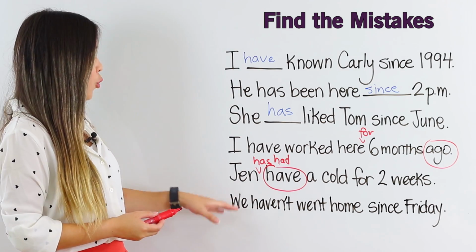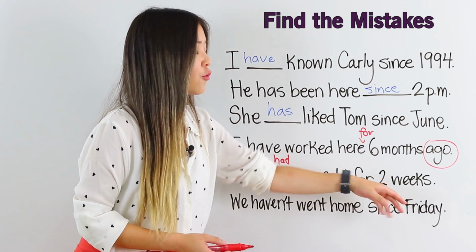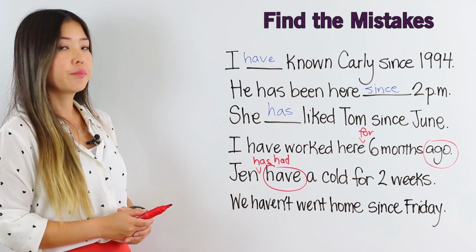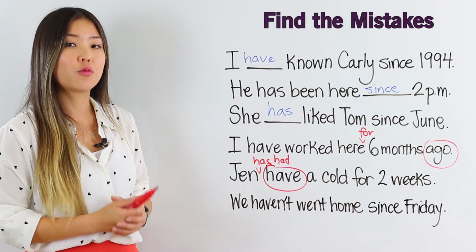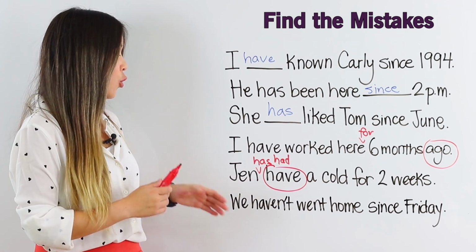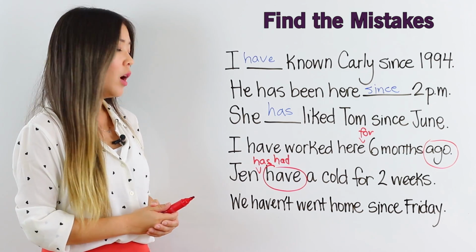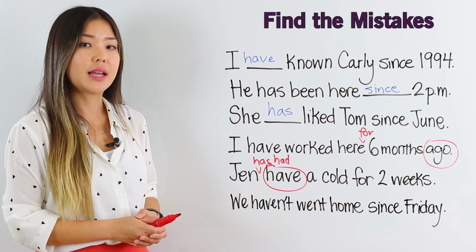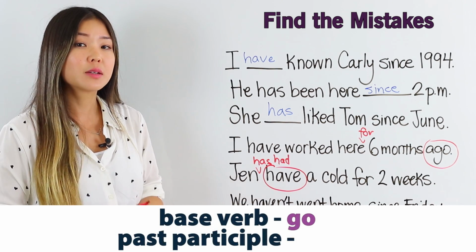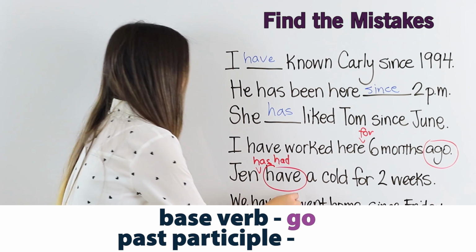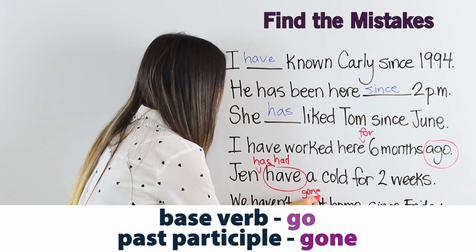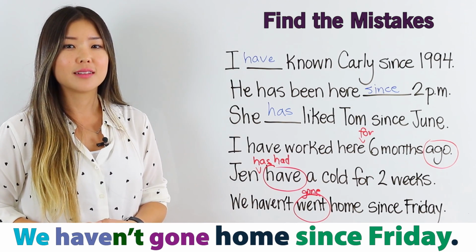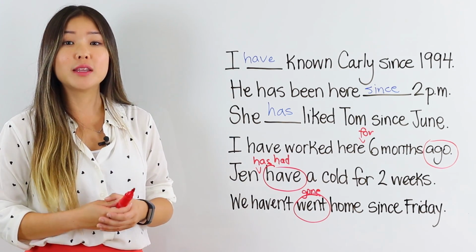And finally, we haven't went home since Friday. This one is a little tricky. The subject is we. We have not. That's correct. The contraction is haven't. We haven't. Now, the problem is we have this verb went. That's in the past simple tense. We need the past participle of go. The correct answer is gone. We haven't gone home since Friday. Good job, guys. Let's move on to the next checkup.